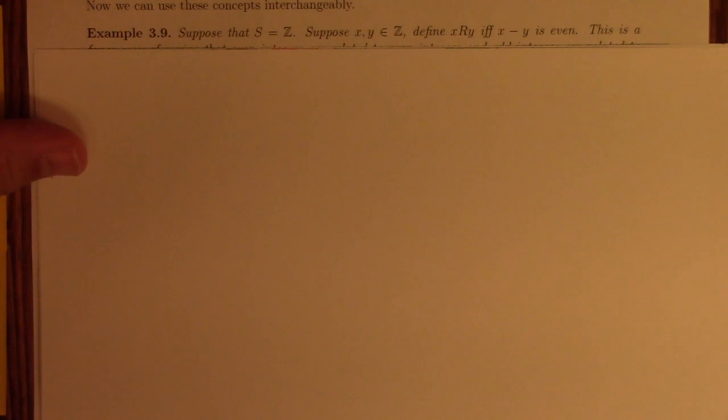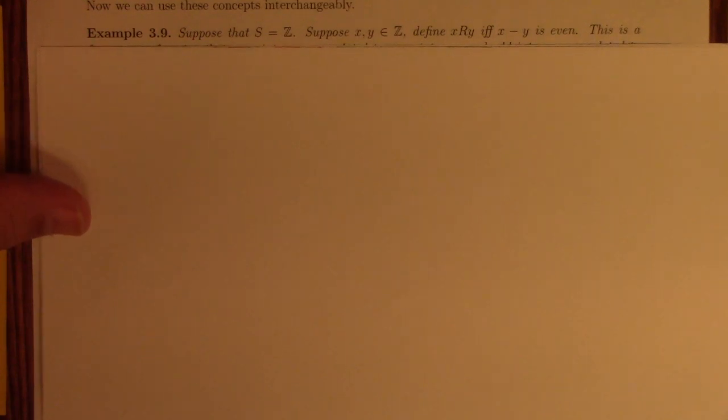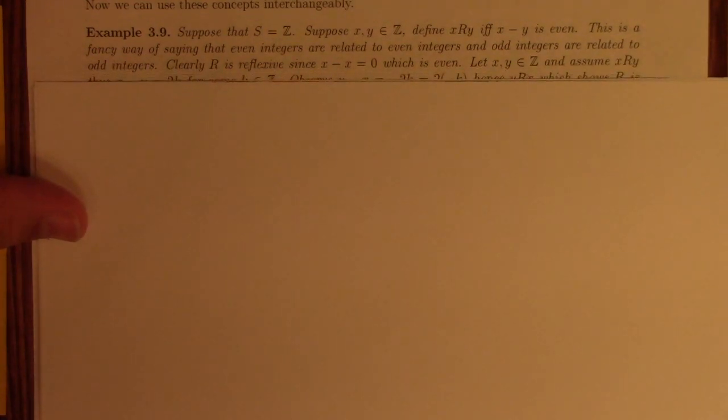So one last hurrah, if you will, for this lecture here. Suppose that we have S as the integers, and we define x, y in the integers to be related if their difference is even. So this is just a fancy way of saying the even integers are related to even and odd are related to odd. All right. Is that an equivalence relation?